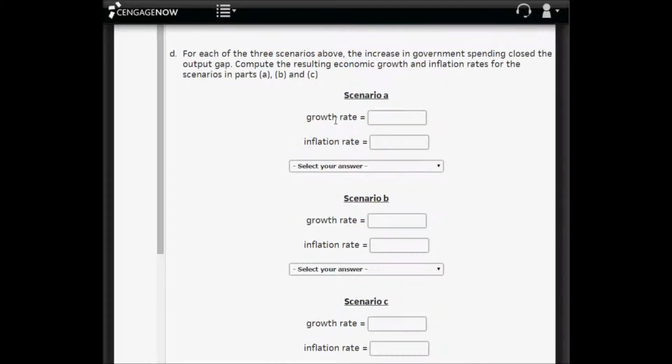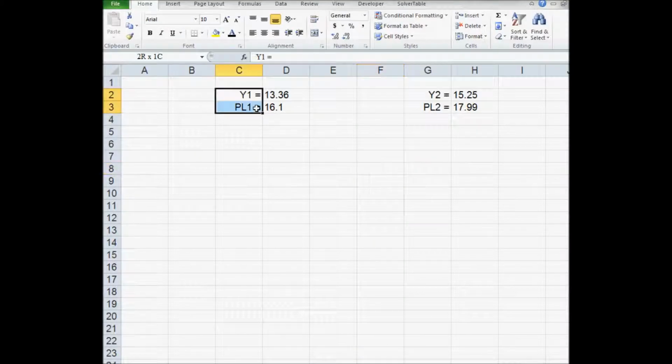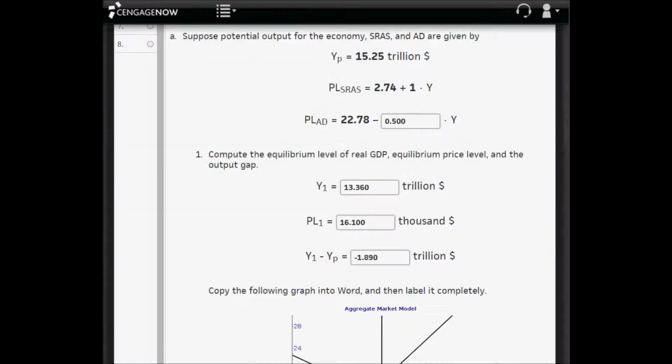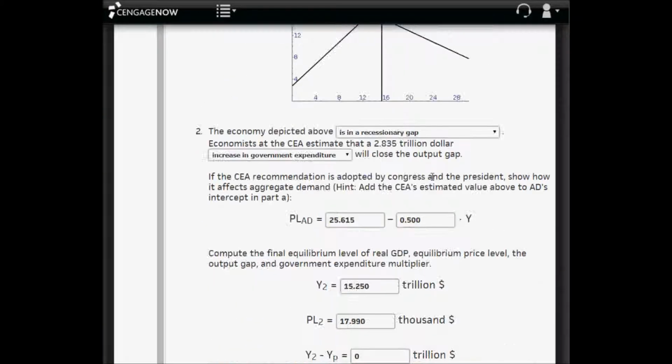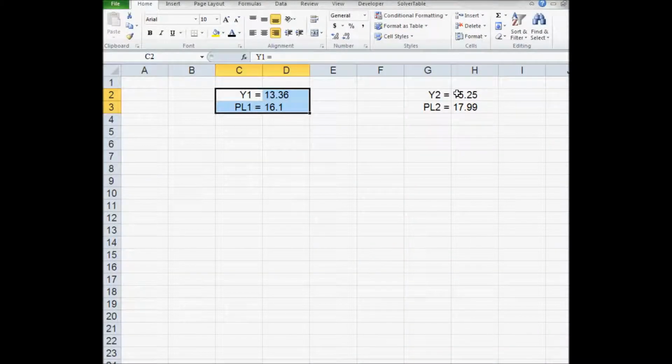In part D, we want to calculate the growth rate and inflation rate for the scenario we just completed. First, I copy the initial equilibrium into Excel, $13.360 trillion and $16.10 thousand dollars. So this is the initial equilibrium. Then I copy the final equilibrium, 15.250 and 17.990, into Excel. So this is the final equilibrium, and this is the initial equilibrium.